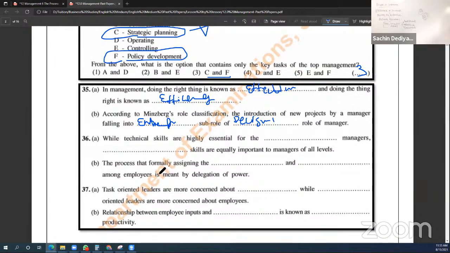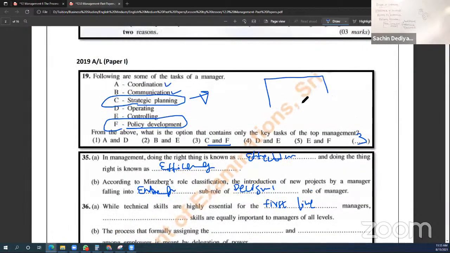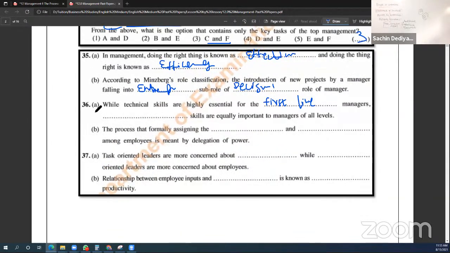While technical skills are highly essential, without any doubt, for first line managers, what is the set of skills that are equally important? Now you might remember a chart like this that we talk about. You can see that irrespective of the level, human skills, interpersonal skills, are equally wanted. Human skills.